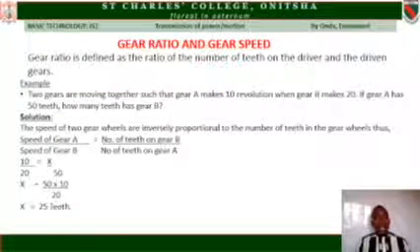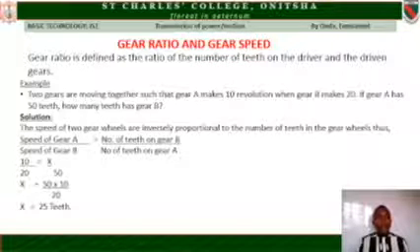We'll be talking about gear ratio on this particular slide and gear speed. Gear ratio is defined as the ratio of the number of teeth on the driver and the driven gears. We'll take the first example.